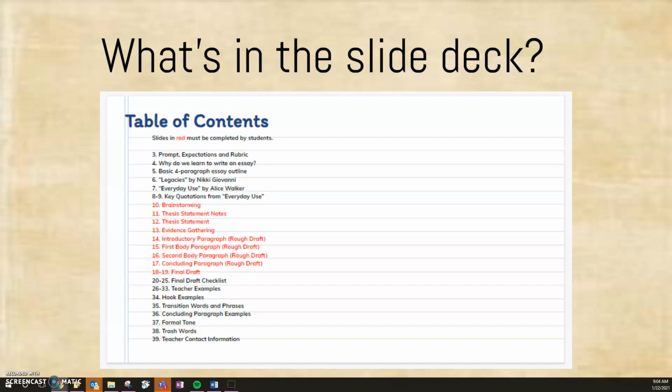Next, on slides 10 through 19, you will find blank slides with space to write your brainstorming, thesis statement, body, introductory, and concluding paragraphs, as well as your final draft. Slides 20 through 25 include a final draft checklist. Slides 26 through 33 are teacher examples of all of the pieces, and 34 through 39 include additional resources.